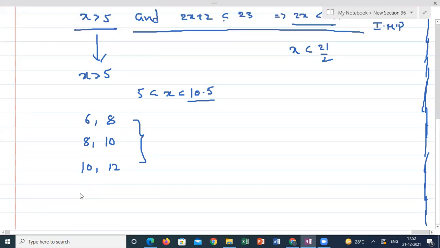Any number is greater than 5. The sum is always less than 23. Anyone having any doubt in this question?